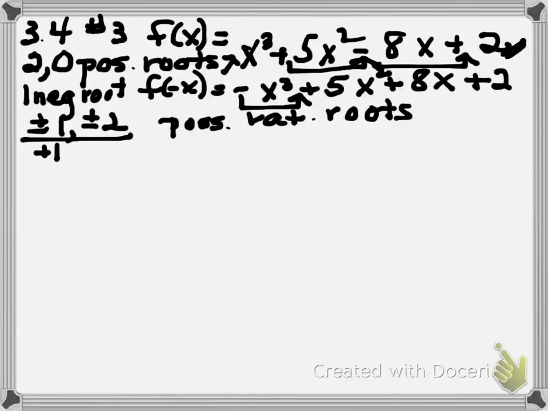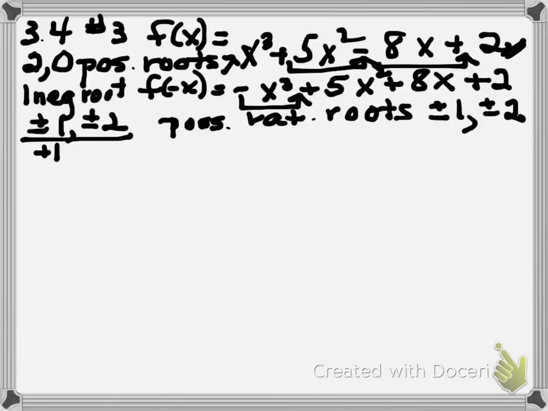So again, we had two changes in sign for f of x. We had one change in sign for f of negative x. So we have 2 or 0 positive roots. We have one negative root. The factors of the constant, positive and negative 1, positive and negative 2 in the numerator. The factors of the leading coefficient, positive and negative 1. So our possible rational roots are positive and negative 1, positive and negative 2. Far fewer to choose from here.